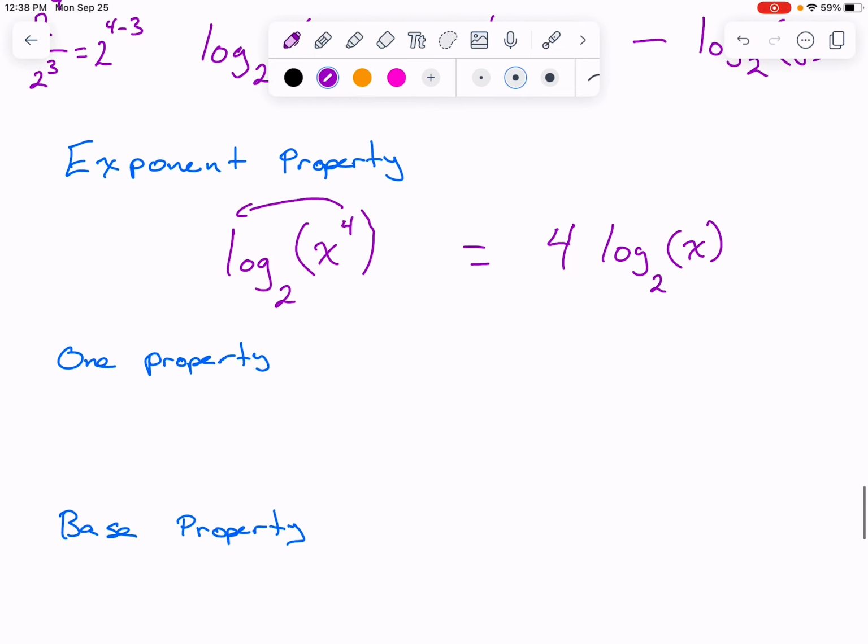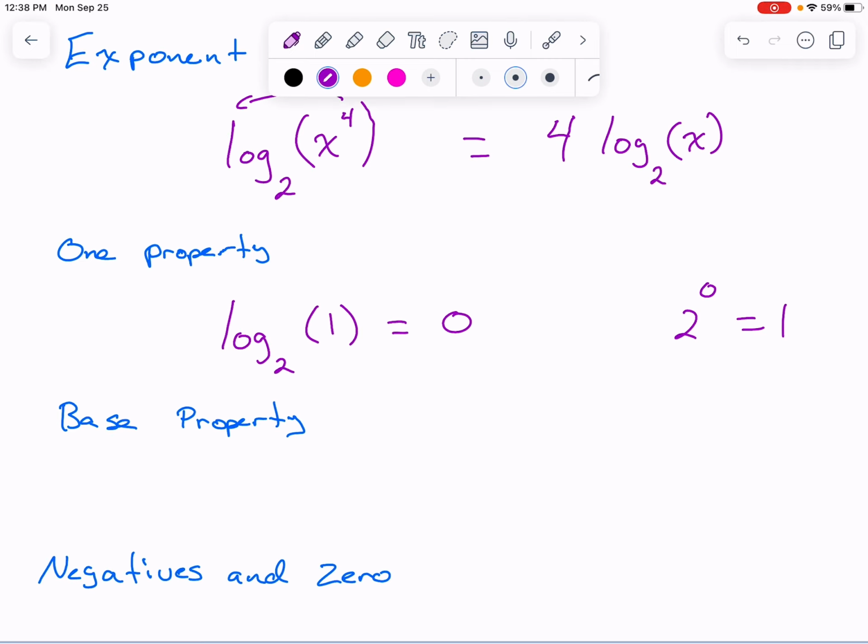Okay, the 1 property. When we put 1 into a log, we always get 0. And the reason for that is that 2 to the power of 0 equals 1. The base property. Whenever we put the base into a log, in this case it's base 2, so if we put 2 in a log, that will equal 1. The reason for that is because 2 to the power of 1 equals 2.